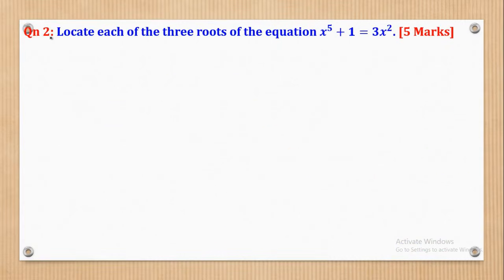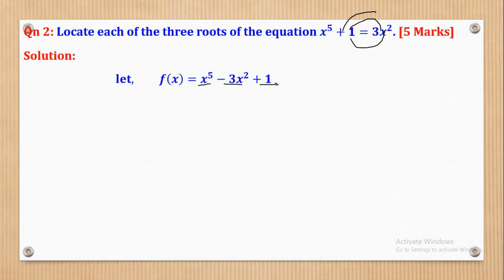So that was question 1. Now we shall go to question 2. Question 2 says, locate each of the 3 roots of the equation. The first thing to do is to rearrange. So when I rearrange, I'll bring all these terms to this side. For example, when I bring this one to this side, it will become x^5 minus 3x^2 plus 1. And that will be our f(x), because when you bring it this side, it will be equated to 0.